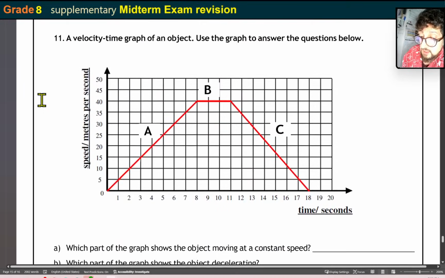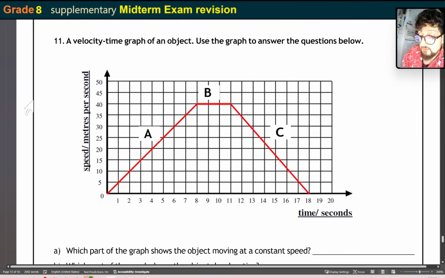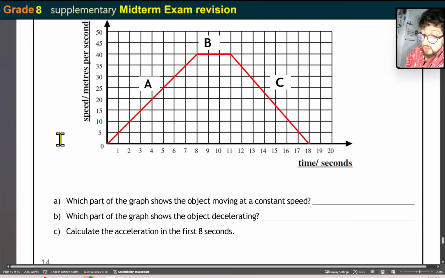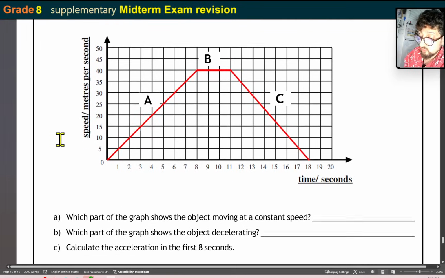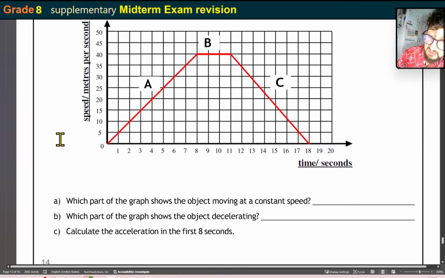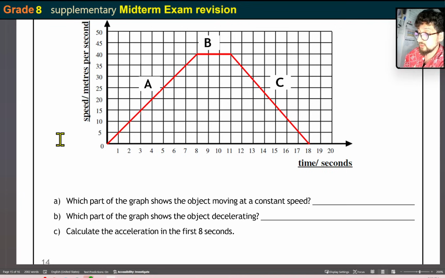Let's see. This is a velocity time graph for an object. Use the graph to answer the questions below. Which part of the graph shows the object moving at constant speed? So this is not a velocity time, this is a speed time, which is the same for what you're doing. Which part shows constant speed?